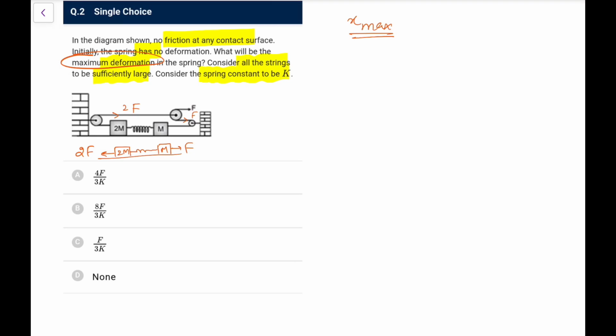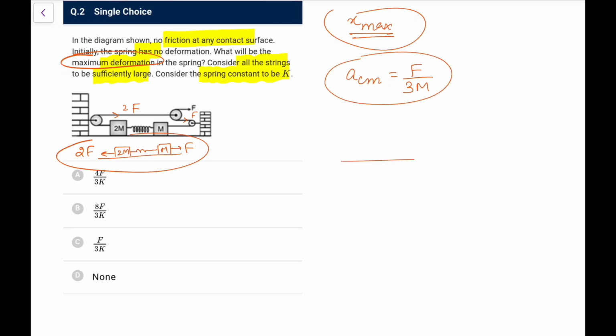Now you have to find the maximum extension. So for maximum extension, now it's a 2 block problem connected by a spring. We go in the CM frame first of all. That is the standard one we do. It is not directly given, but we have converted it. So first of all, what is the acceleration of CM? That is the net force, which is F over 3m. That is the ACM.